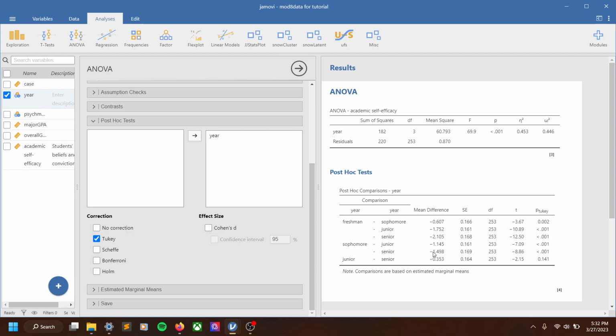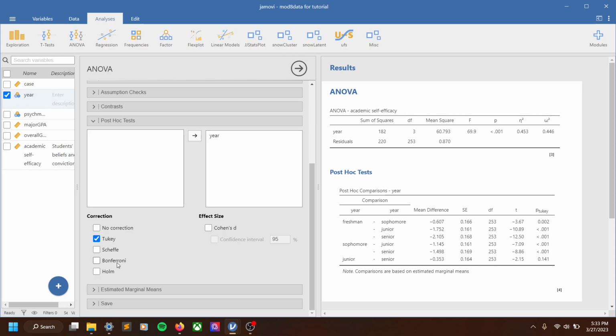Right? And you can see just by looking at the mean difference column that the other mean differences were much higher. Some, like freshman to senior, is 2.1. So it's a huge difference on this 5-point scale. Junior to senior, not as big, and therefore it's just simply not significant.